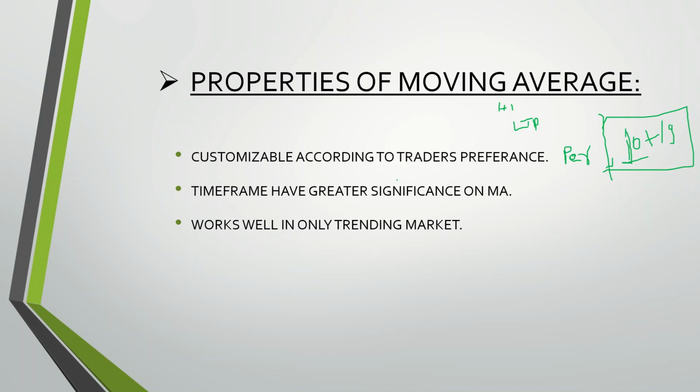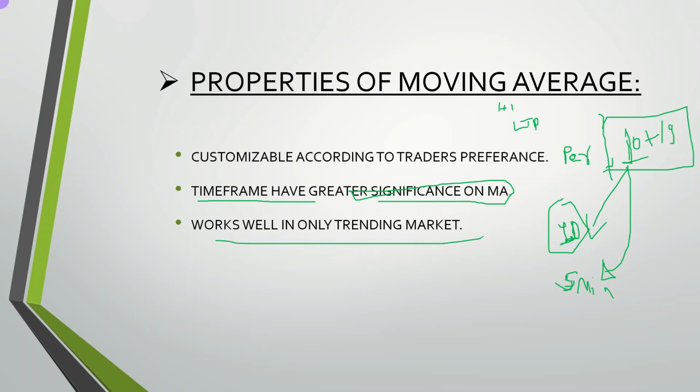Okay. And it is similar that the higher the time frame, the higher the significance of the moving average would be. Thus the moving average on a 1 day time frame will be more significant than a moving average on a 5 minute time frame with the same combination. Okay, the combination for both of these time frames is the same, but the significance is much higher for the 1 day time frame rather than the 5 minute time frame. And the rule which you have to remember for using moving average is it works well only in a trending market. Okay.